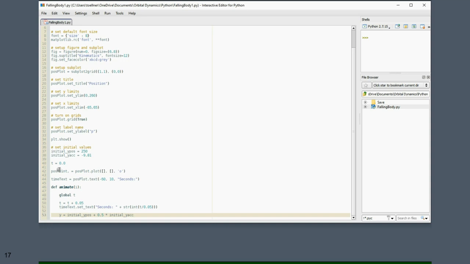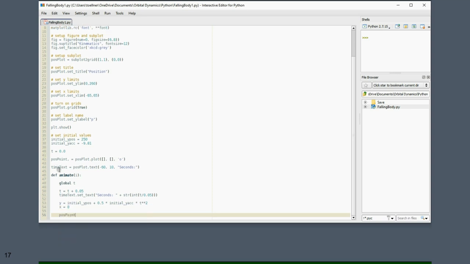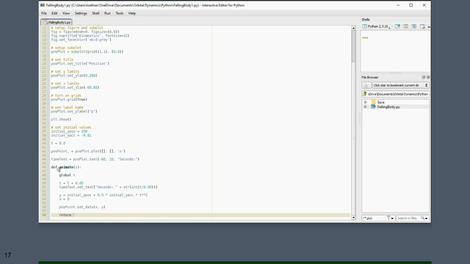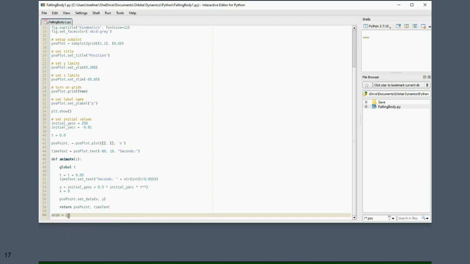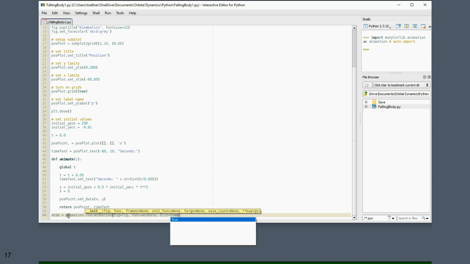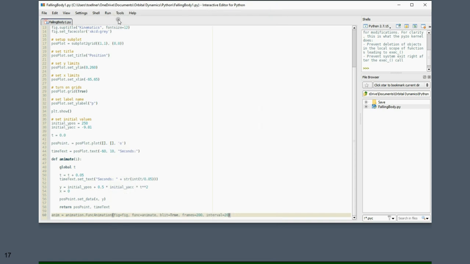So here's the formula for vertical motion. The y coordinate is the initial y position plus 0.5 times the initial acceleration times t squared. And x will be zero throughout the animation. And all I need to do is set the point data to x and y, and return the point and the time text. And then here is the statement that invokes the animation function. Now, if I run this, you get a body in free fall and the number of seconds displayed.